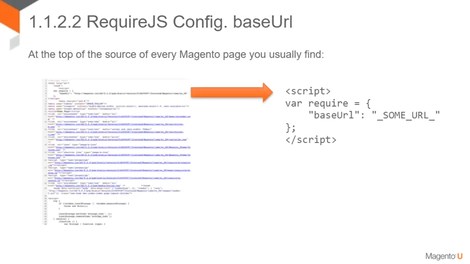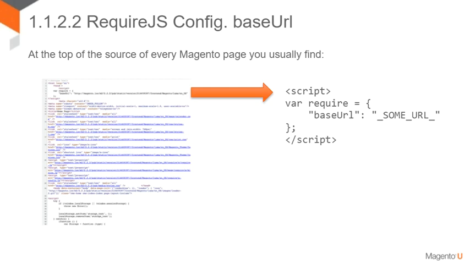At the top of almost every Magento page, there is a snippet of inline JavaScript. This defines a base URL for require.js. It is important that this declaration is pasted above the require.js script tag. Base URL means that require.js will consider every path relative to the base URL.